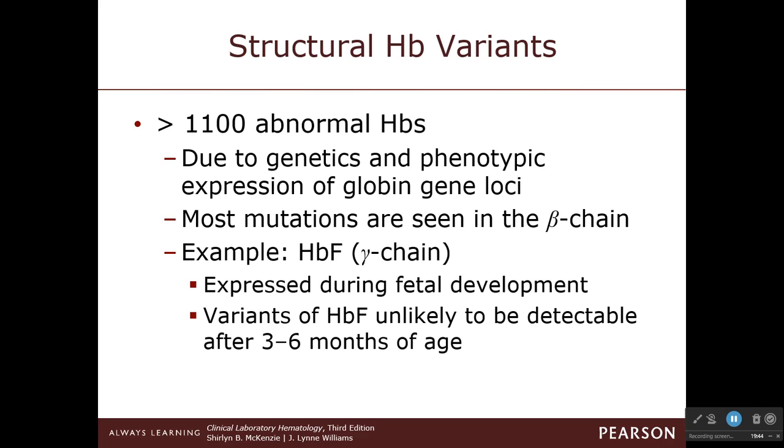Most mutations are seen in the beta chain, but there are a few rare ones that do affect hemoglobin F. So this is expressed during fetal development, of course. Variants of hemoglobin F are unlikely to be detectable after 3 to 6 months of age, okay? Because most people are not doing any kind of test on babies. And by the time they reach 3 to 6 months, what kind of hemoglobin's kicked in?